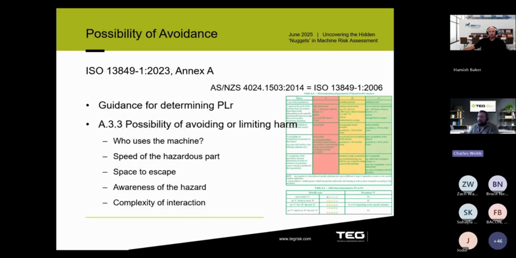So now we'll look at possibility of avoidance. This is straight out of 13849-1 2023. So that's an ISO standard. Now, just a bit of clarification on this. You'll see that I've cited the 4024 number as well, which is 1503. But you need to bear in mind that refers to ISO 13849-1 2006. So that's getting on for 20 years old. It's well out of date and needs to be updated.